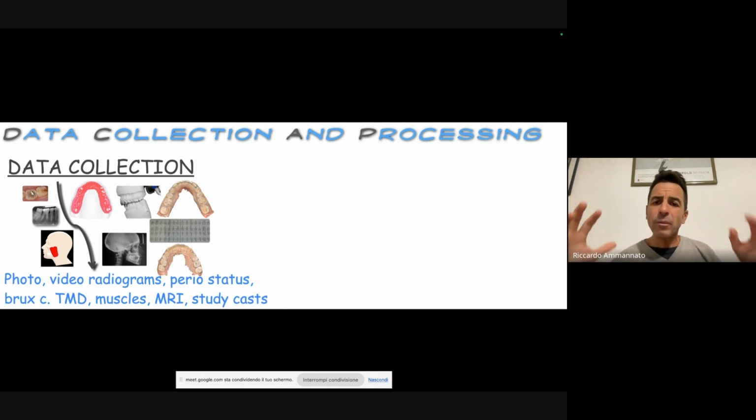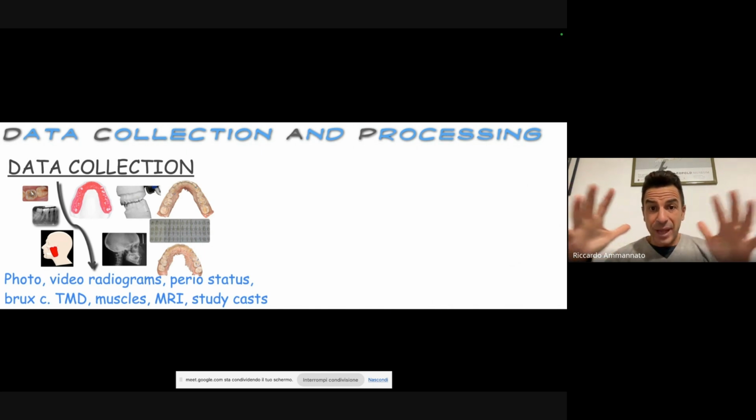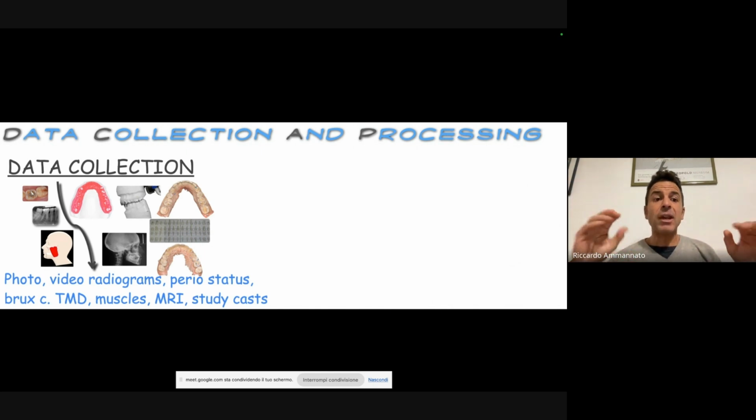However, what we need to do is a very deep data collection and data processing. In our data collection, as we see here, we need to capture all our photos. We need to also gather all the x-rays, different kinds of x-rays, depending on our findings. We need to gather also, through an analog workflow, our models, our initial scans, the periostatus.